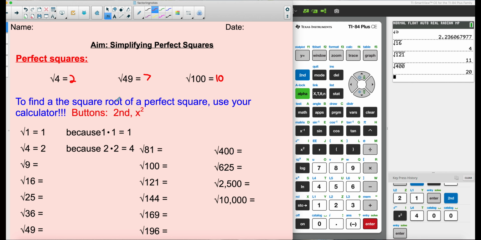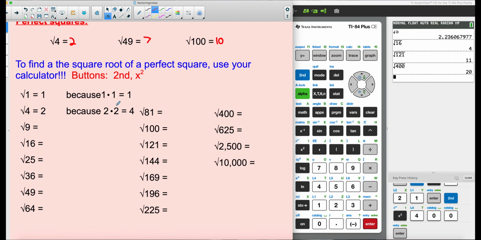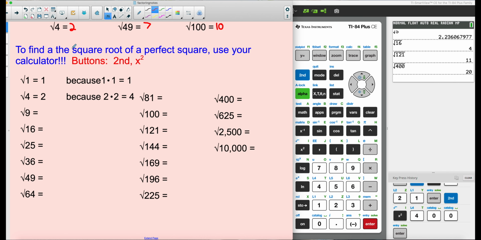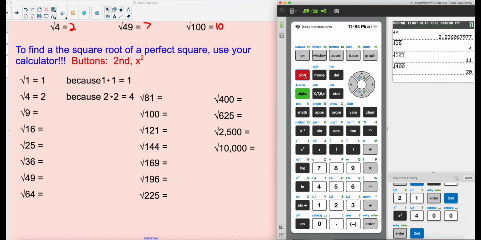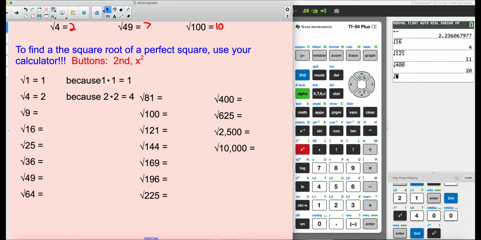Now, let's say you come across a perfect square and you do not know what it is. No problem, we can use our calculator. To find the square root of a perfect square, the buttons you're going to want to use are second function, and then you hit x squared. You'll notice the radicand comes up in the calculator, and we'll look at that in a little bit. Right now, I want to continue going over very simple perfect squares that are very common and always on the Regents.